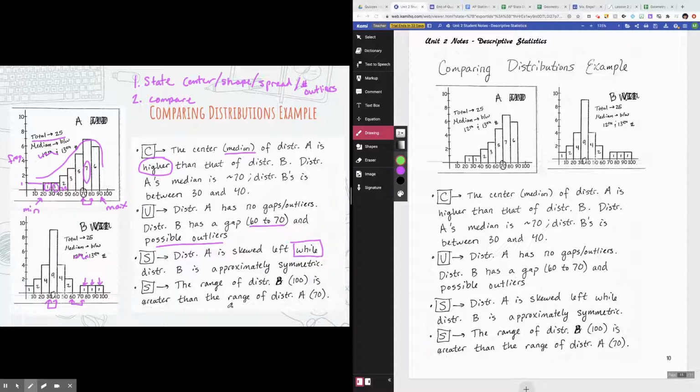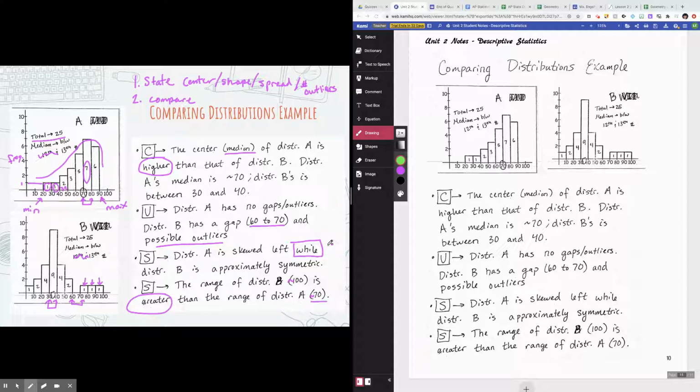Okay, so here the range of distribution A is, and I really should have put an approximately, is approximately 70. But the range of distribution B is approximately 100, right? So I stated what the ranges were, and then I'm using my comparative language, right? So I said the range of distribution B is greater than the range of distribution A. Right, so that's how you compare distributions.